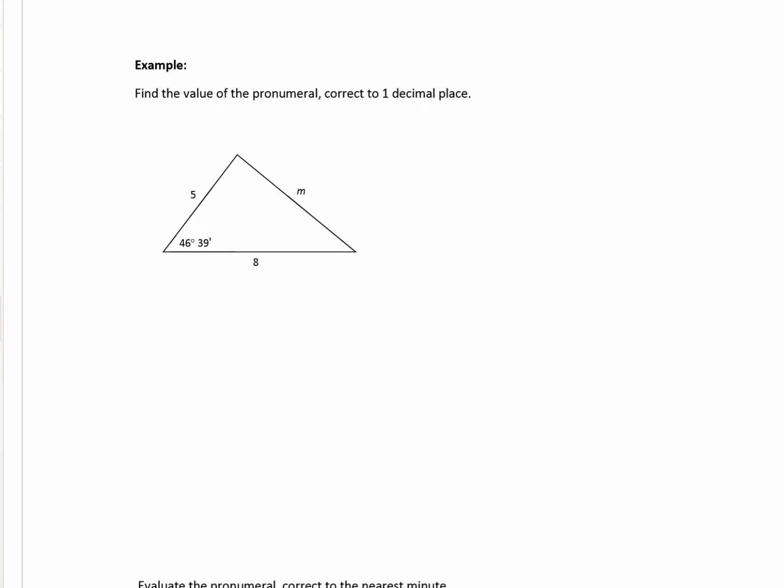Okay, let's have a look at another example. Now, obviously, it says find the value of the pronumeral, correct to one decimal place. Obviously, here's the pronumeral. Things to observe are the triangle is non-right angled.